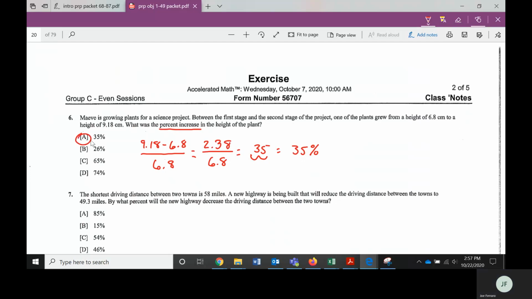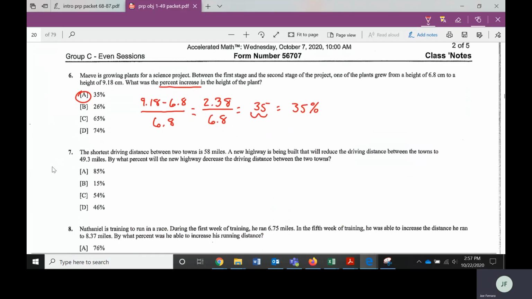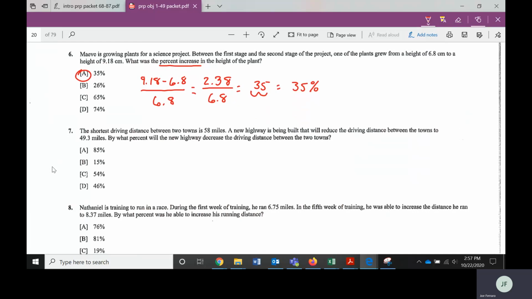Okay. We're going to do one more of each of those types, and then we'll move on to the next type. So number 7, the shortest driving distance between two towns is 58 miles. A new highway is being built that will reduce the driving distance between the towns to 49.3 miles. By what percent will the new highway decrease the driving distance between the two towns? So right now it's 58 miles. After the new highway, it's going to be shorter. It's going to be 49.3. We want to know what percent decrease that is.